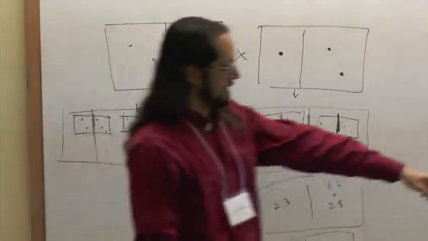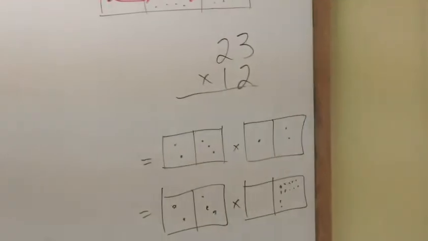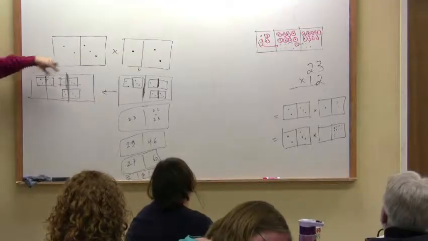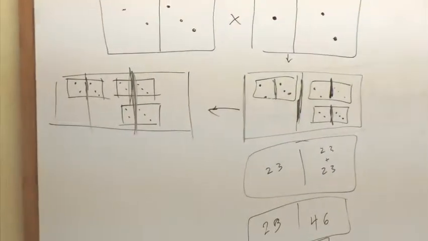So that to me is like this algorithm, basically. We're actually really using this domino shape and replacing each dot with a domino as our way of multiplying, which I think is pretty nifty.